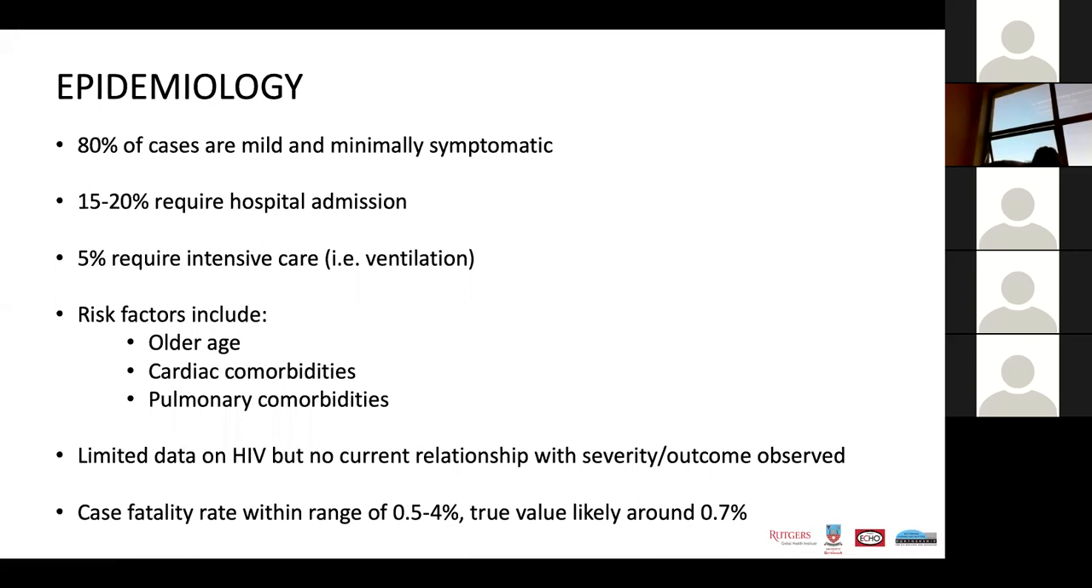The case fatality rate overall ranges in series between 0.5 and 4%, but it depends on how many cases we're identifying. If you're not doing much testing and you're only identifying the very sick cases, then of course your case fatality rate will be higher. If you're doing lots and lots of testing and identifying all of these quite well people, your case fatality rate will be lower. It's likely that the true value is somewhere around 0.7%: of all the people who get this infection, 0.7% will die from it.